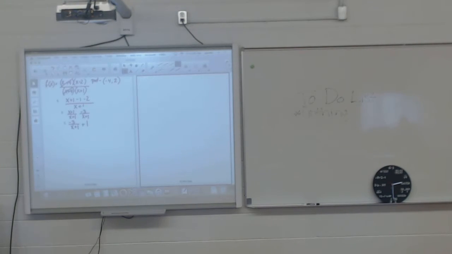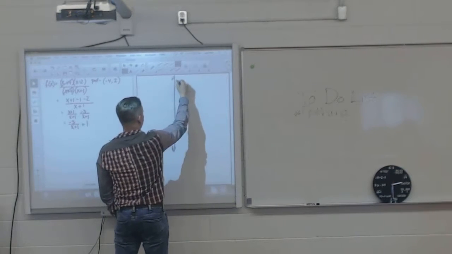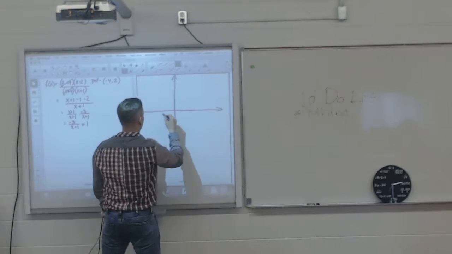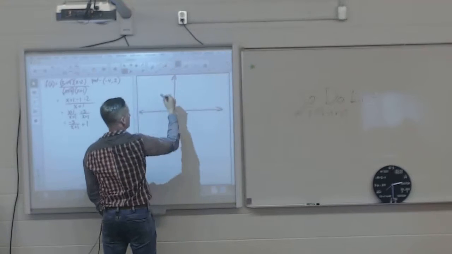Plus 1. Y equals plus 1. Where's my vertical one? X equals -1. So those are my two asymptotes. All right, so to graph this guy, let's move my asymptotes first. That's the easiest thing to do.